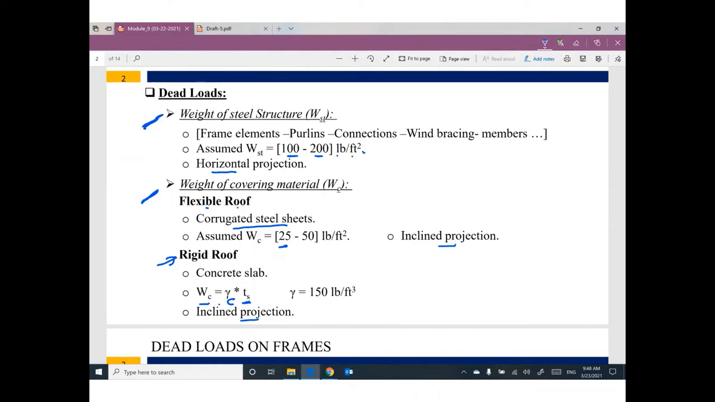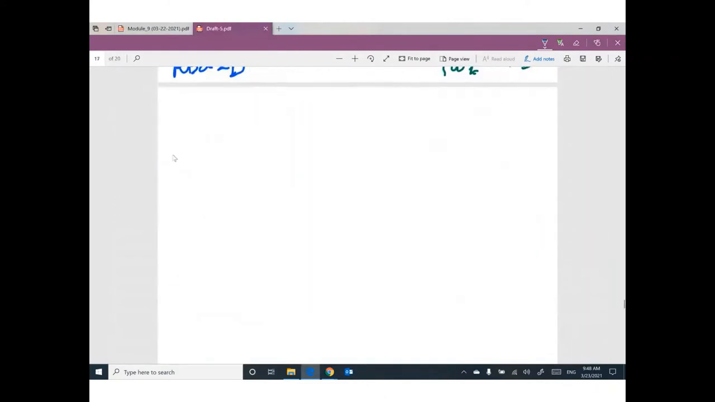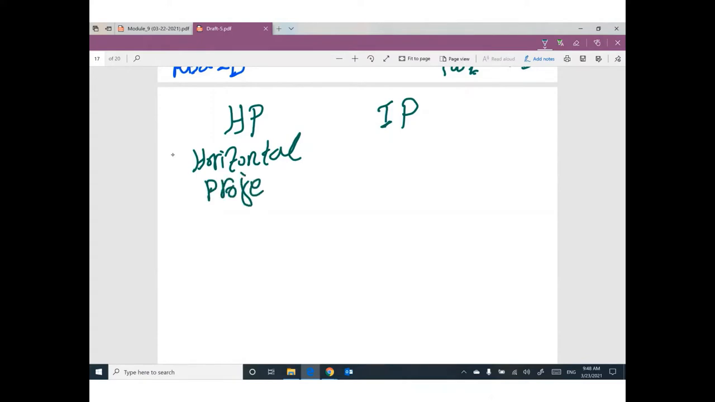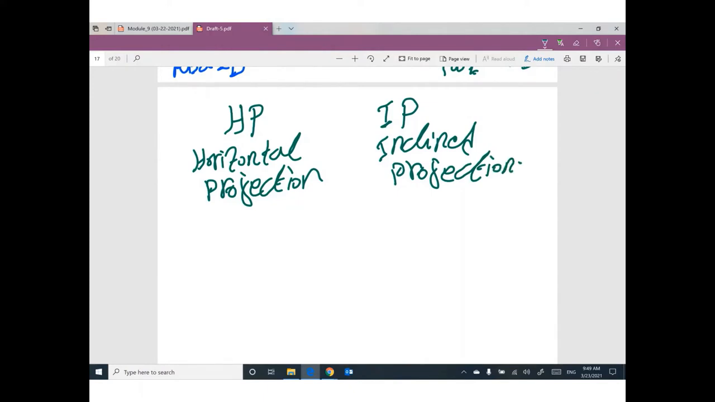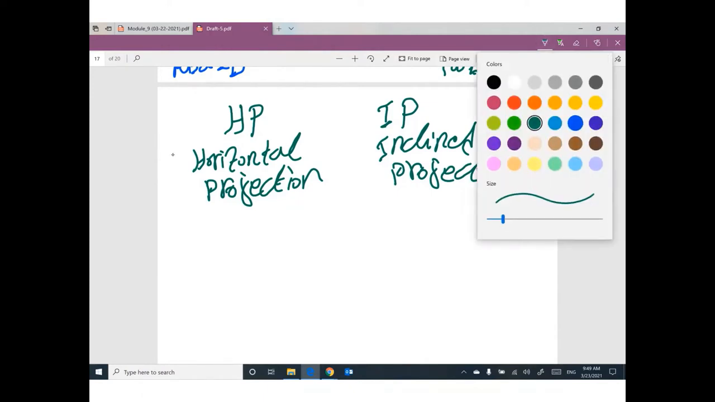Before going through, I would like to explain what is the difference between horizontal projection, HP, or inclined projection, IP. This one called horizontal projection. This one is called inclined projection. I will explain what is the difference related to the structural analysis point of view.